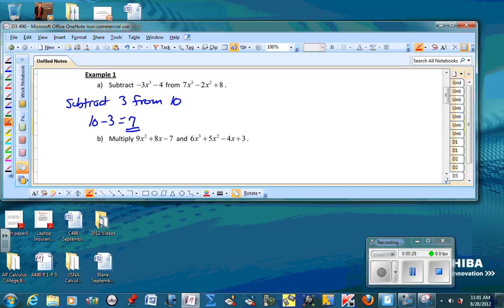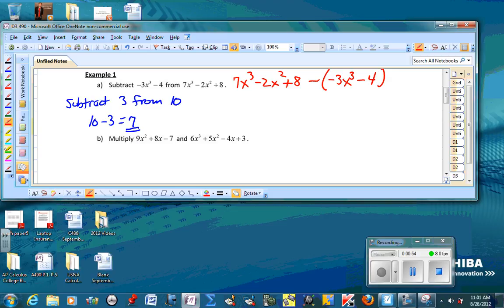Now, we're subtracting a binomial from a trinomial. So what that means is we're going to have to do 7x cubed minus 2x squared plus 8 minus this quantity, negative 3x cubed minus 4. One of the common mistakes is that people forget to put parentheses around this binomial because we are, in fact, subtracting the entire quantity.